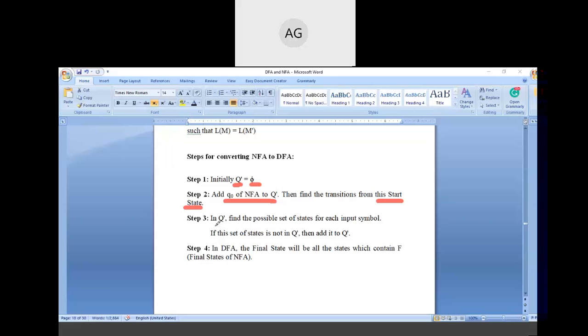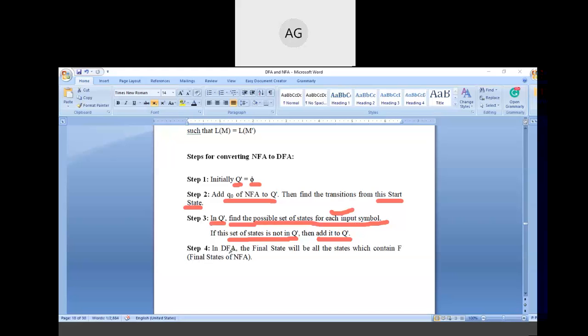Now moving on to the third step: in Q dash, starting with the initial state of the DFA, find the possible set of states for each input symbol. Just remember this point, we need to find the possible set of states not only for a particular input symbol, but for each and every input symbol. If this set of states is not in Q dash, then add it to Q dash. If we find some new state which was not already present in Q dash, then we need to add that state to Q dash.